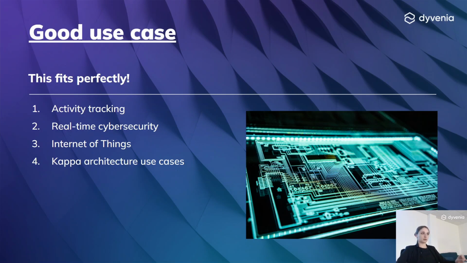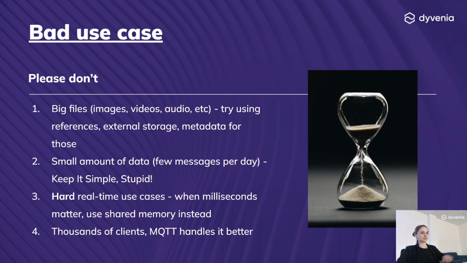Also, real-time cybersecurity. There have been a lot of use cases made in Kafka. Internet of Things, so mobile devices. You can also use MQTT, which I will talk about later. And also the Kappa architecture. Those are always very good use cases for Kafka.